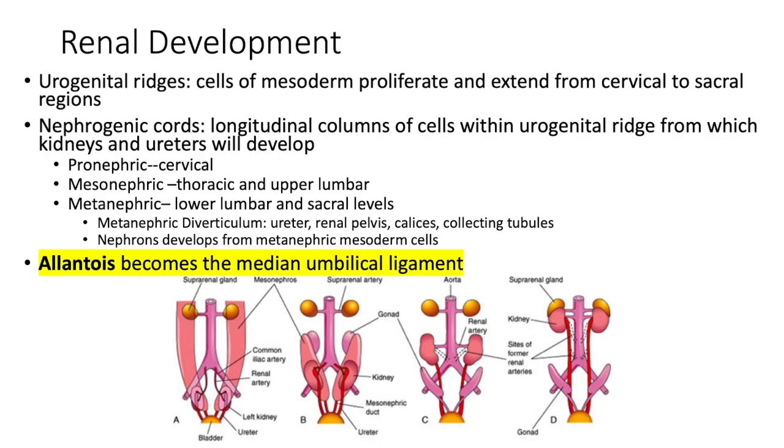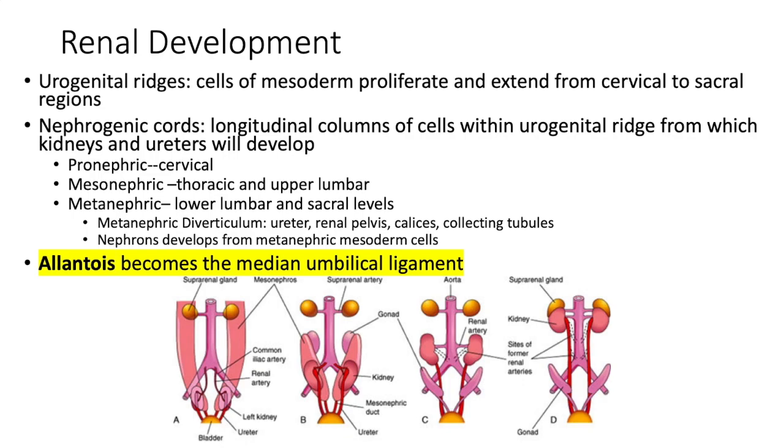And then we've also got our renal development. So we've got urogenital ridges, which are cells of mesoderm that proliferate and extend from the cervical to our sacral regions. And then we've got our nephrogenic cords, which are longitudinal columns of cells within the urogenital ridge from which the kidneys and the ureters will develop. So there are three types. We've got pronephric, mesonephric, and metanephric. It's really important to know where these places are located.